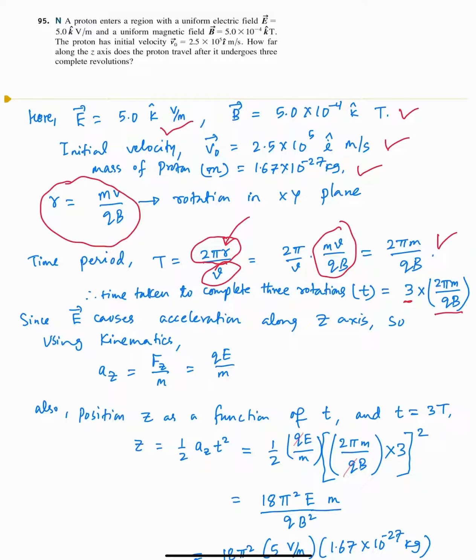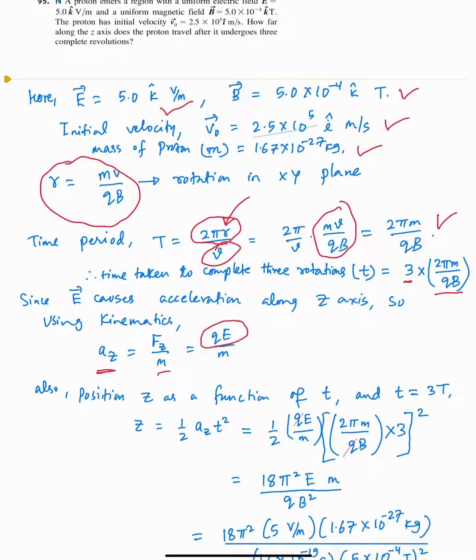As you can see, E causes acceleration along the z-axis. Using kinematics, F equals ma, so the acceleration along the z-axis equals the force along the z-axis over mass. That is again this, the electric force qE, as we know the force due to the charge, qE over m. So position z as a function of t, and t equals this much. You can write it like this.